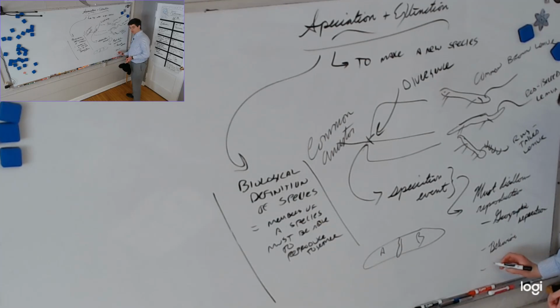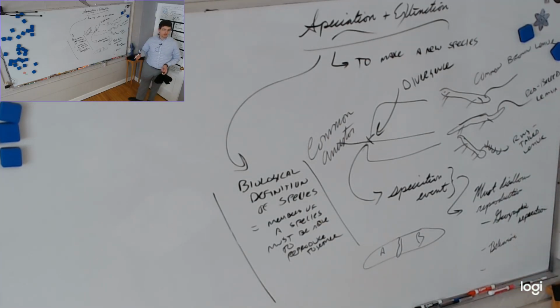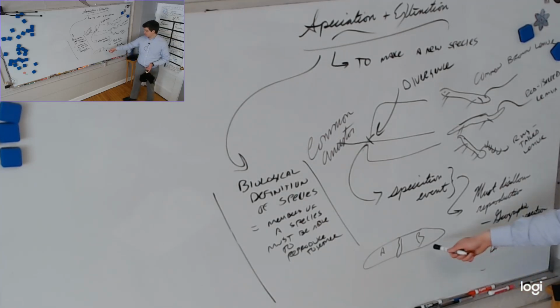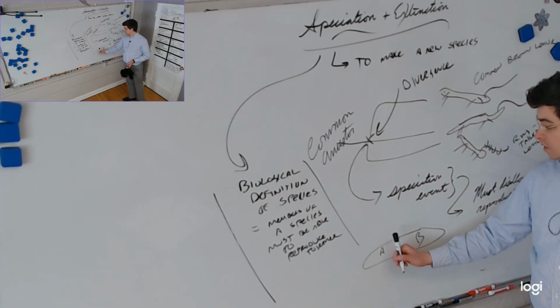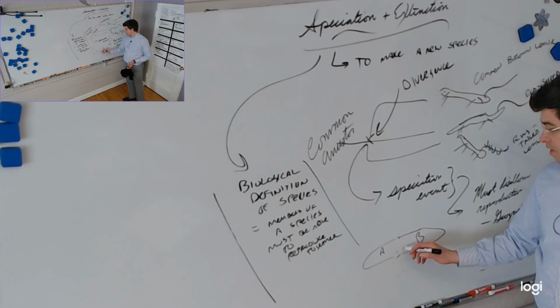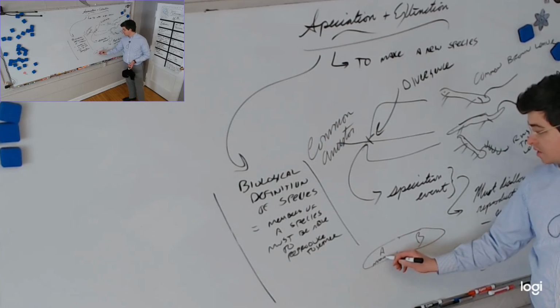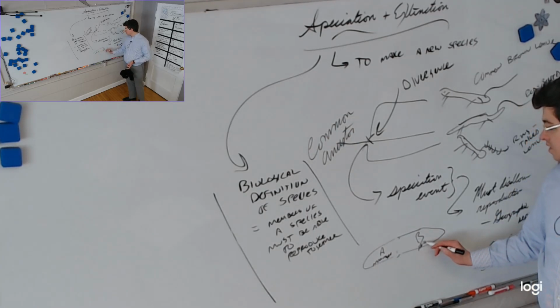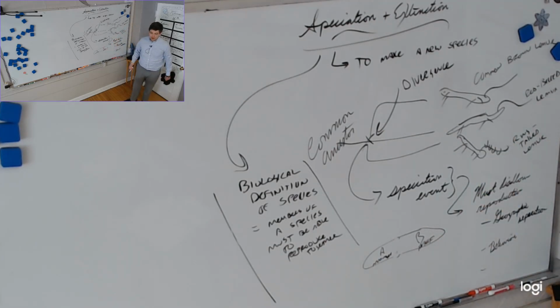Yeah, I guess we could just put mutation, but generally the mutation effectively gets washed out because it can still interbreed with all the other ones. It takes something external to cause these two to not be able to breed anymore. So maybe A starts eating mangoes, B starts eating insects, for instance.